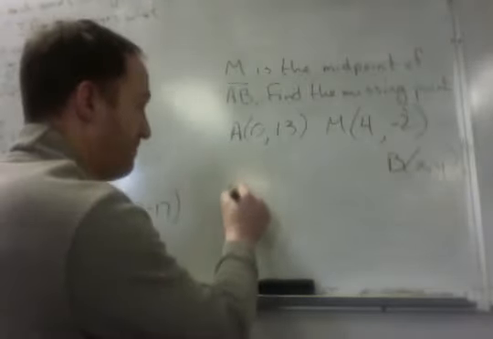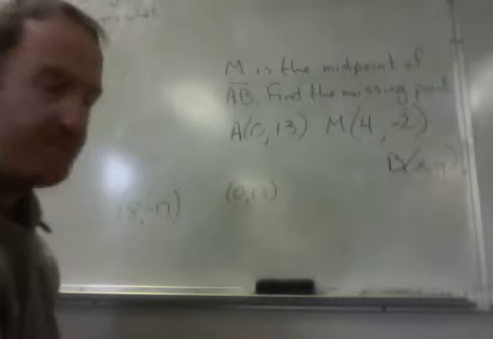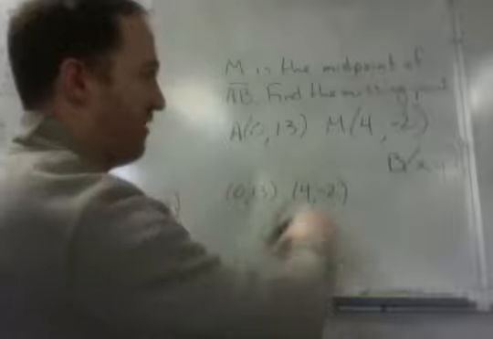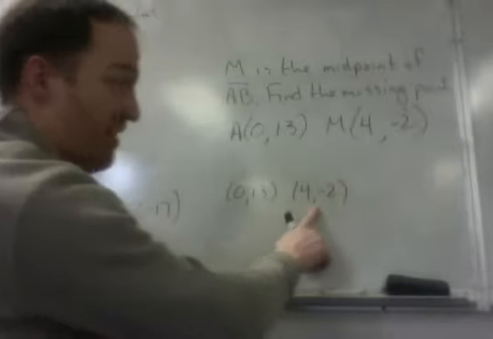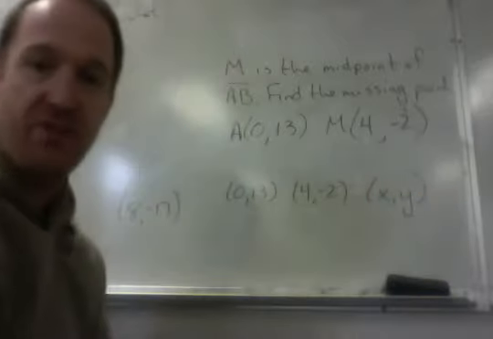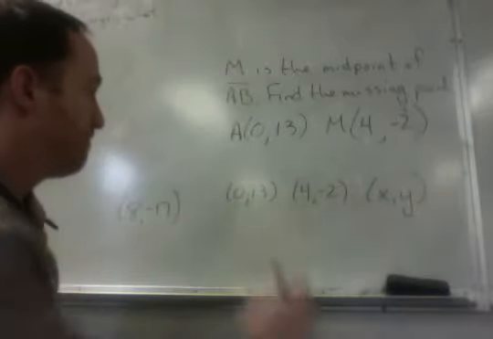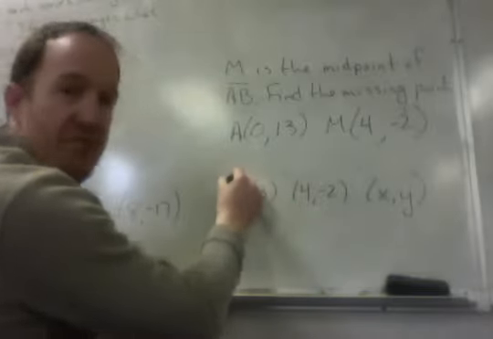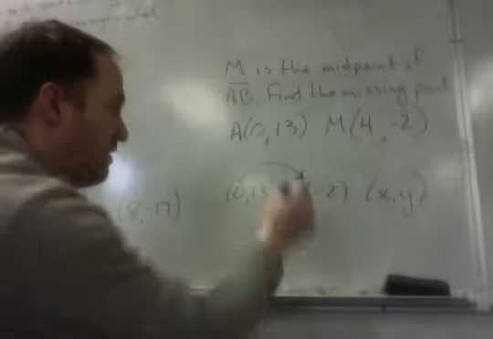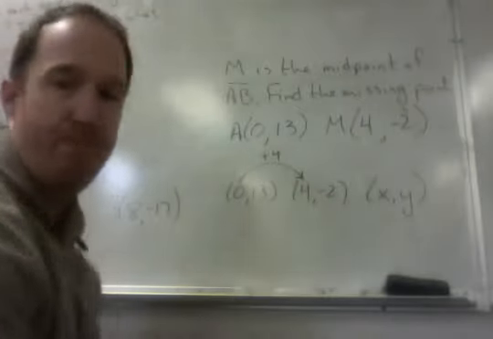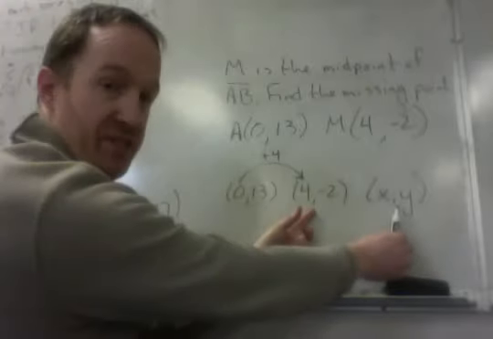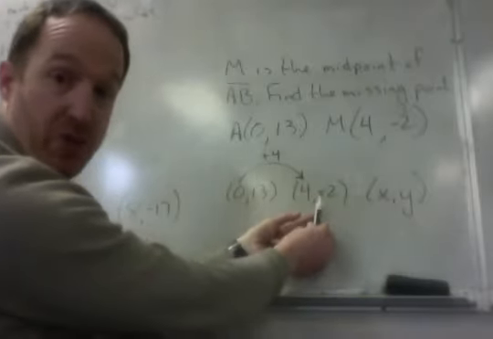So let's see, we've got 0, 13 on one end. We've got 4, negative 2 on the other. Or sorry, not on the other, that's in the middle. And then we've got this other point, x, y, that's on the other end that we're looking for. Now, in order to go from the x-coordinate on this end to the x-coordinate in the middle, you've got to go plus 4. So the distance between these 2 points and these 2 points has to be the same because this is the midpoint. It's the point in the middle.